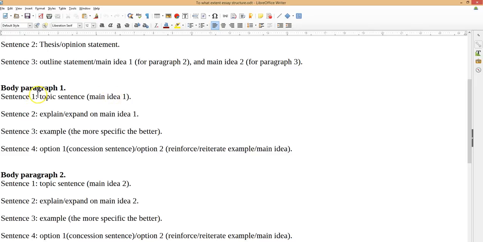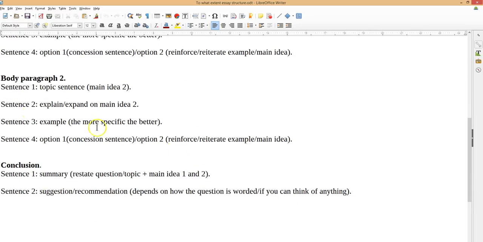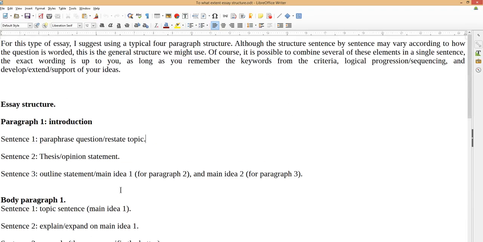And then for your body, your topic sentence, explain it, example, make a concession despite the fact, etc., or you can reinforce the example. The same for paragraph number 2, and in conclusion you restate the question, the topic, your 2 main ideas, and you can make a suggestion, a recommendation if you've got time, if you can think of anything, etc.